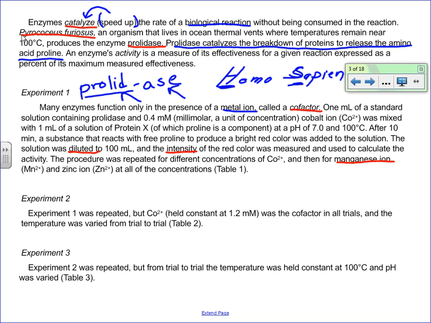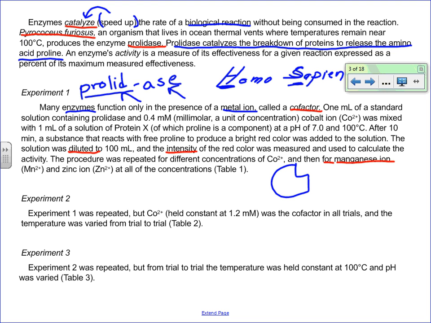Right, it's the enzyme. All right, the enzyme functions only in the presence of a metal ion. Think of it like a lock and a key. So if we have an enzyme that looks like this, essentially we're looking for a cofactor, which is a little metal ion that will kind of finish the key for us.